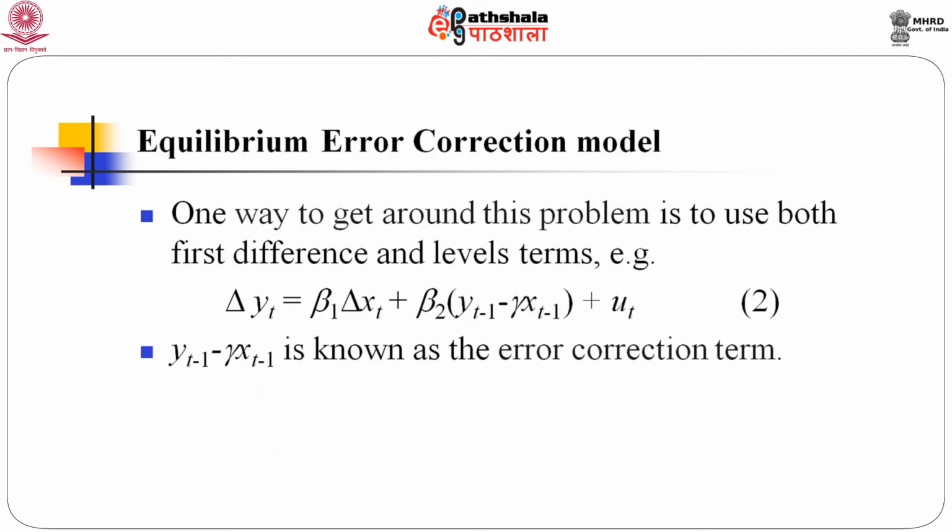So, one way to get around this problem is to use first differences and the levels terms. That is, you can have delta yt as a function of delta xt plus beta 2 times (yt minus gamma xt minus 1), and this term is very crucial for the error correction model, which in the literature is known as the error correction model. So, yt minus gamma xt minus 1 is the error correction term.